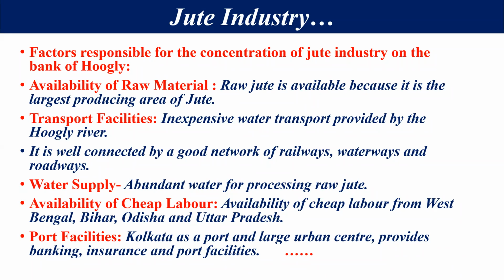Next one is port facility. Kolkata is the capital of West Bengal. So Kolkata provides the port facility, and being an urban area, it also provides the banking facility, insurance facility, and the market facility. So port is available, so we can export our jute products to other areas also. Okay, so these are the factors due to which the jute industries are located on the bank of Hooghly, in and around Kolkata, right?